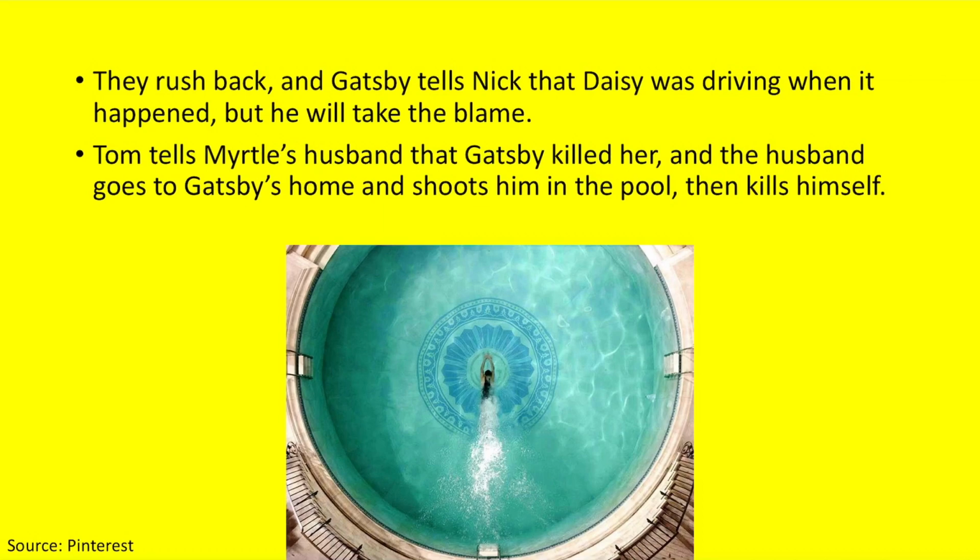Tom tells Myrtle's husband that Gatsby killed her, and the husband, in a rage, goes to Gatsby's home and shoots him in the pool, then kills himself.